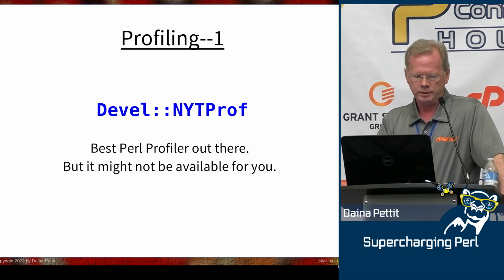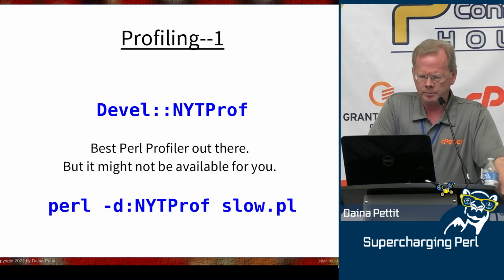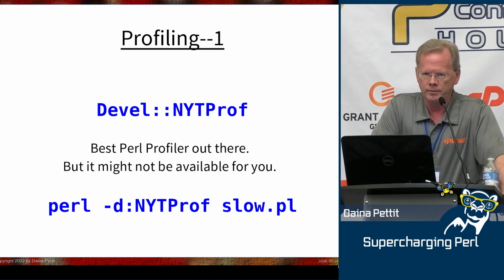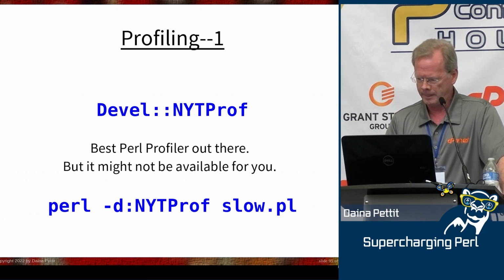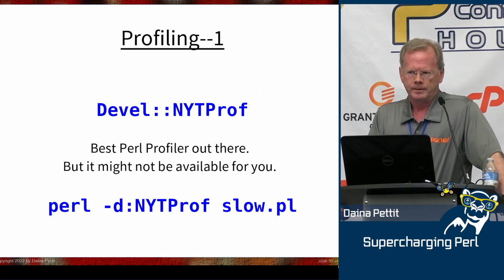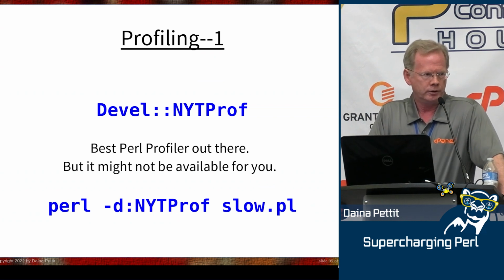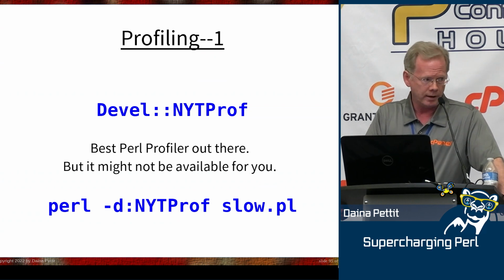The way you run it, and just about all the profilers, you use the debug option on the command line, -d, and then you give the name of the profiler. So here would be NYTProf, and then you give it the name of your script with whatever arguments you want to pass to it. What it does is it generates essentially a log that then has to be analyzed. It doesn't do the analysis at the time because it would take a lot of time.